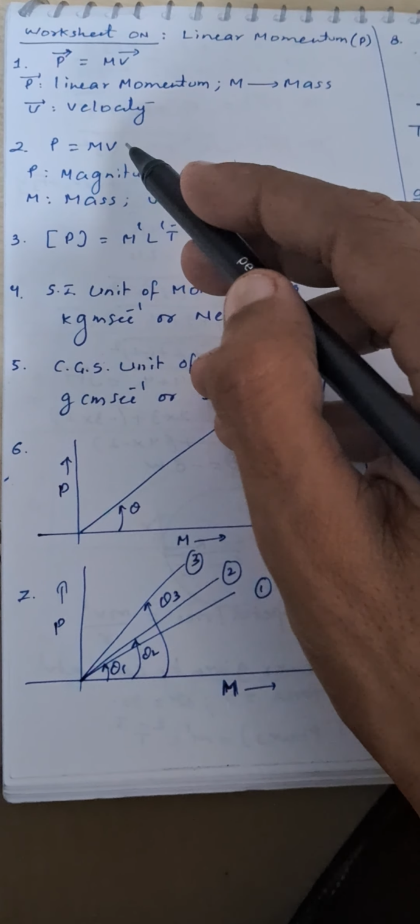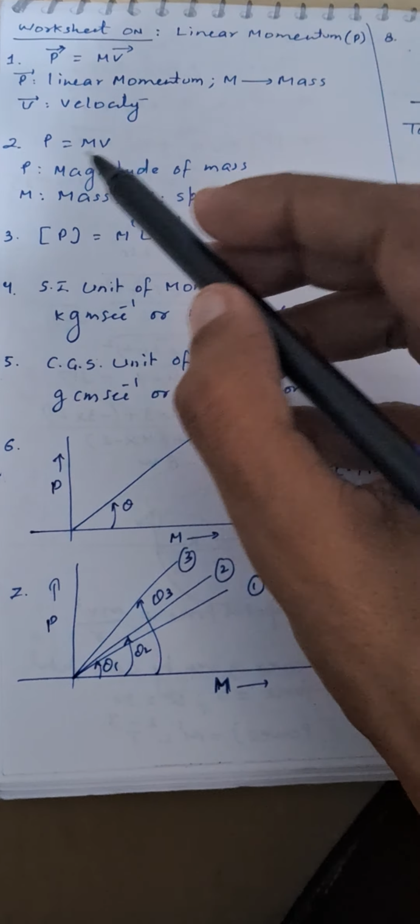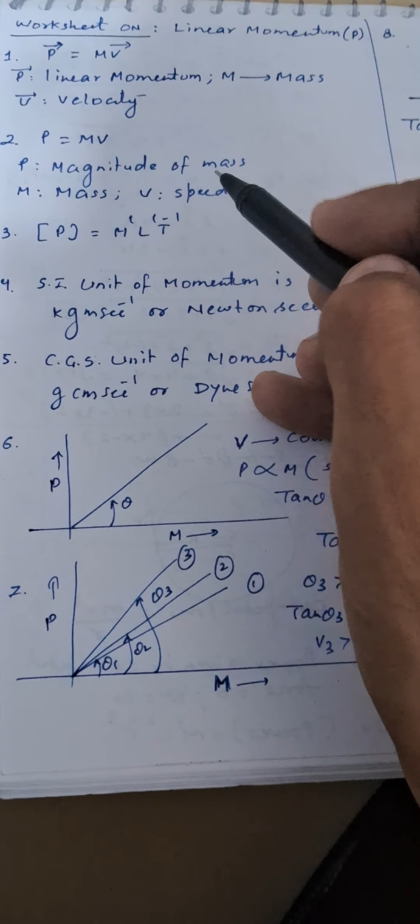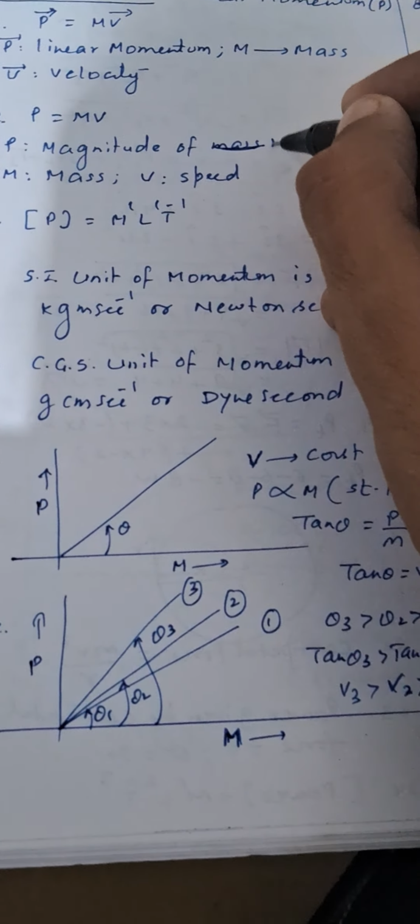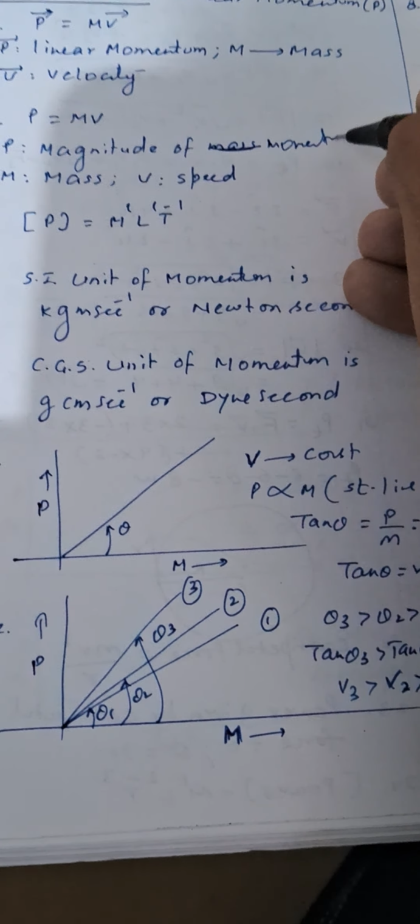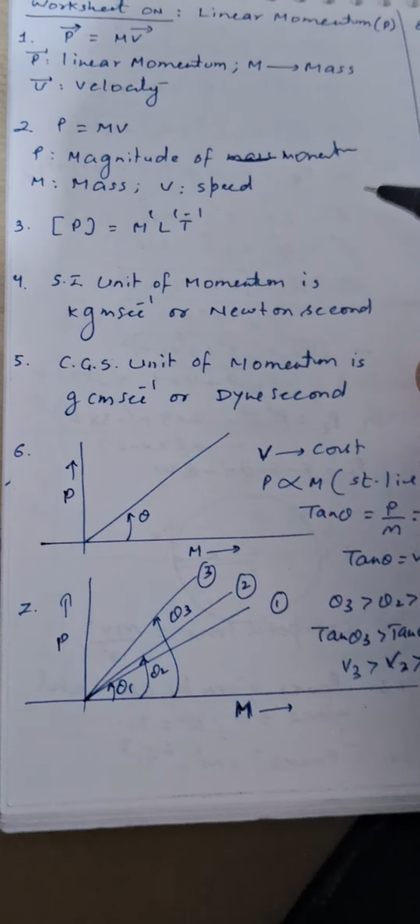Next is, if we think in terms of magnitude, we can say that p is equal to mv, where p is the magnitude of momentum, m is the mass, and v is the speed.